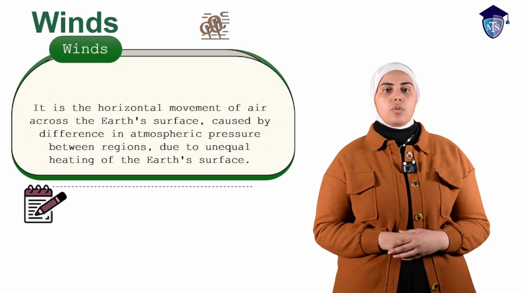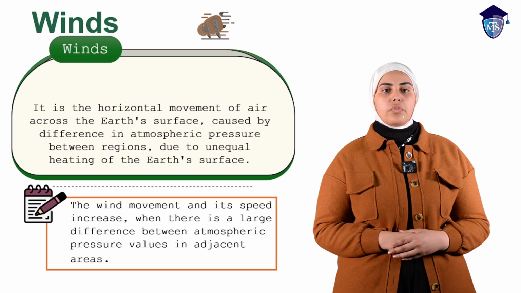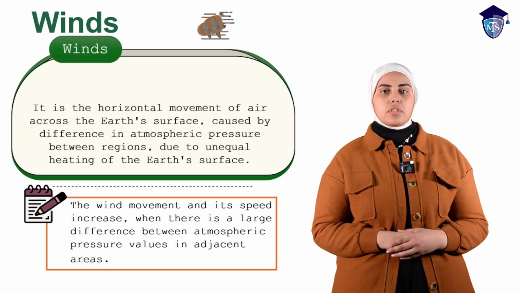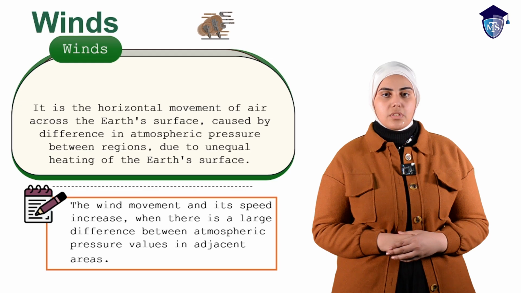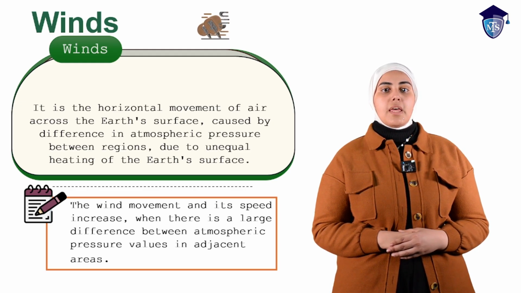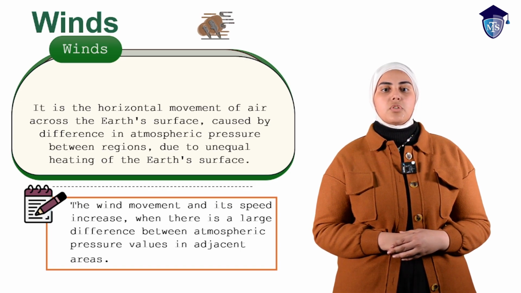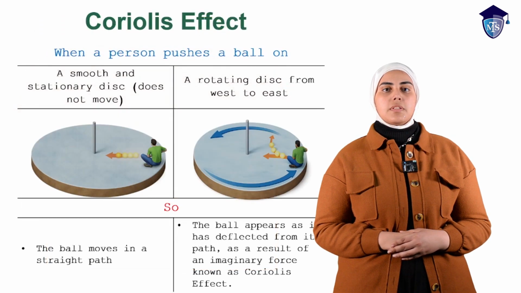Now, what is the meaning of wind? Wind is a horizontal movement of air across the Earth's surface caused by difference in atmospheric pressure between regions due to unequal heating of Earth's surface. And the wind movement and its speed increase when there is a large difference between atmospheric pressure values in adjacent areas. We have something called the Coriolis effect.